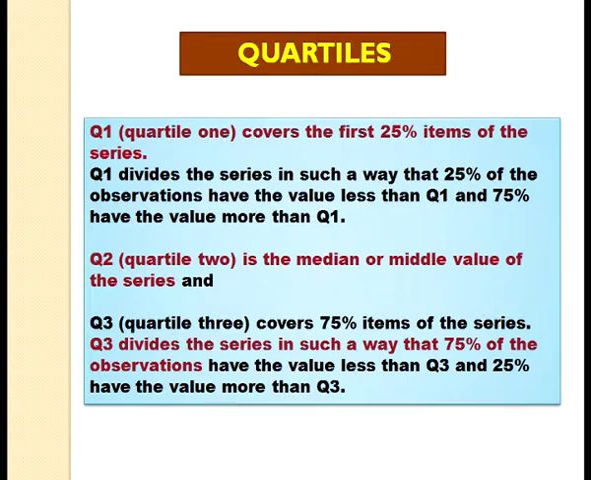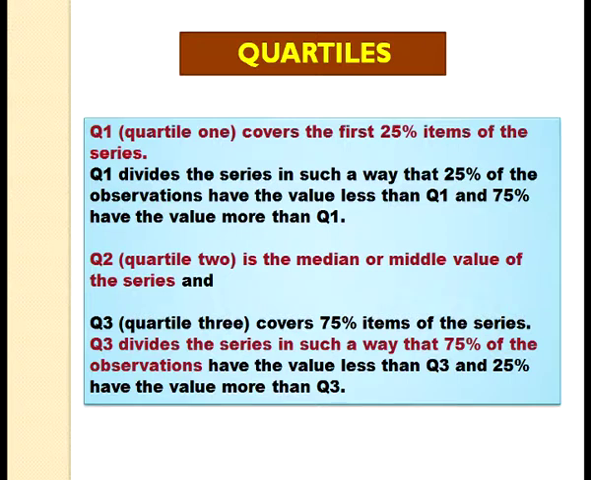Q1, the first quartile, covers the first 25% of the items of the series. So, Q1 divides the series in such a way that 25% of the observations have the value less than Q1 and 75% have the value more than Q1. Now, let us talk about the second quartile, which is often known as median. So, it is the median or middle value of the series.